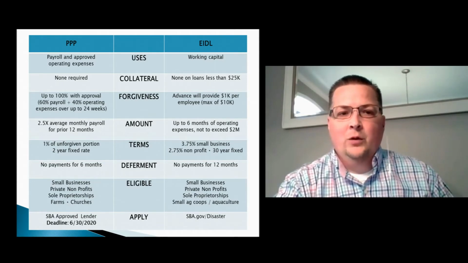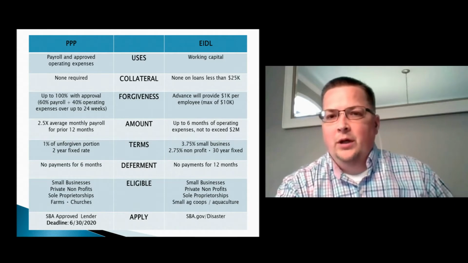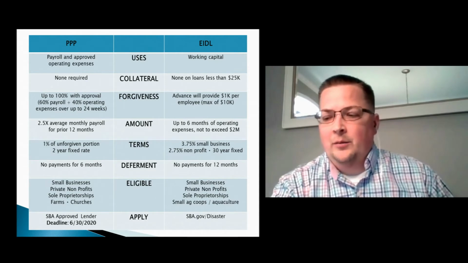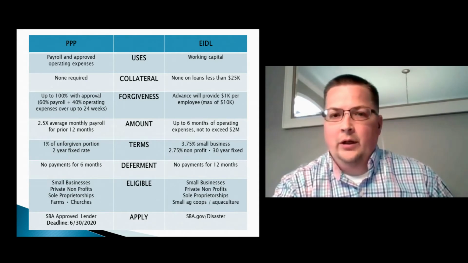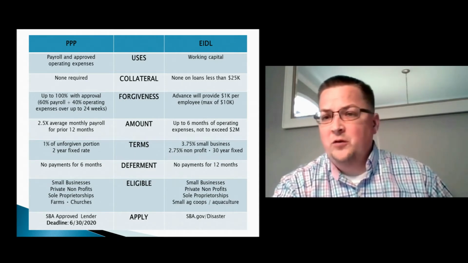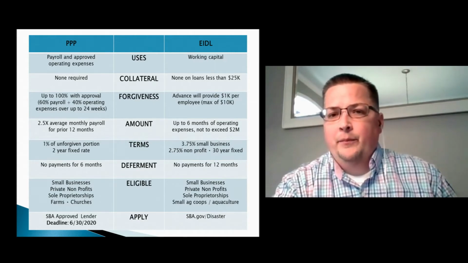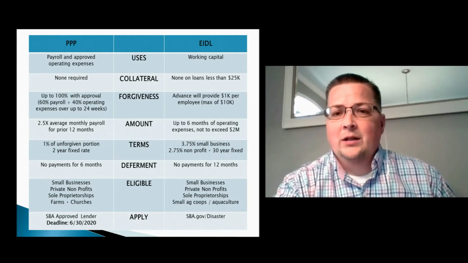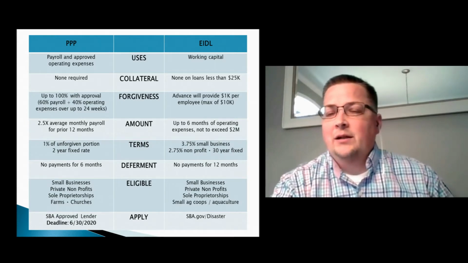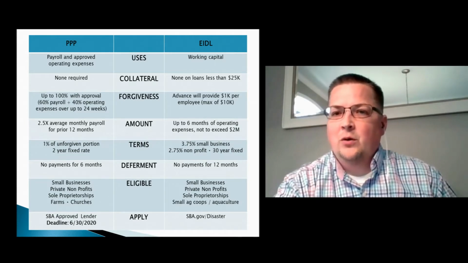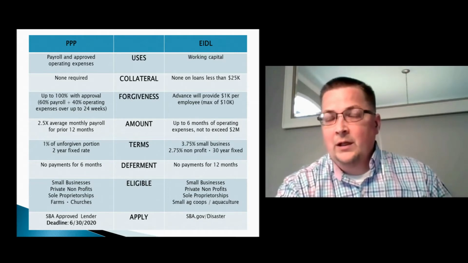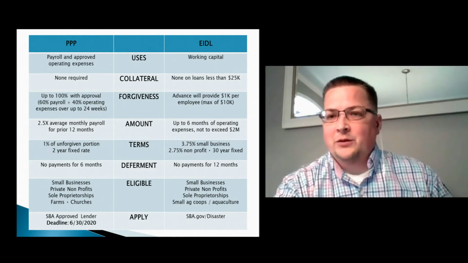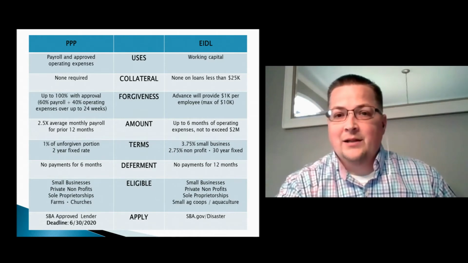The EIDL, we're using that for working capital, which could be for some similar expenses to PPP, but it could also include some accounts receivable, short-term debts. One thing that they are specific on, and I know this when I called the SBA, is you cannot use the EIDL for real estate purchase or real estate improvement unless it's to rebuild a part of your building that was affected by the disaster.